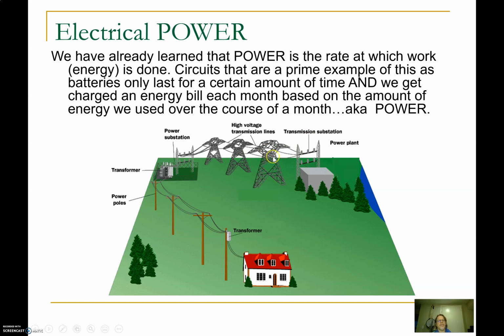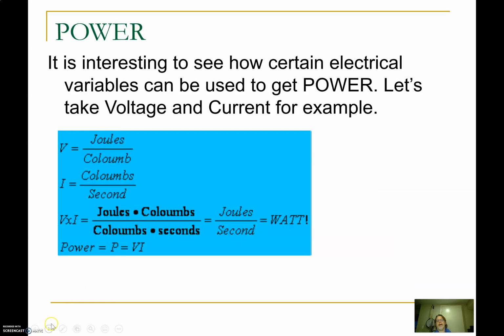High voltage means you have a lower current, and there's less heat loss because there's less current flowing in the wires. The energy is transferred by high potential, not a high current, which would lose a lot of energy through warming the wires. Alrighty, so power.